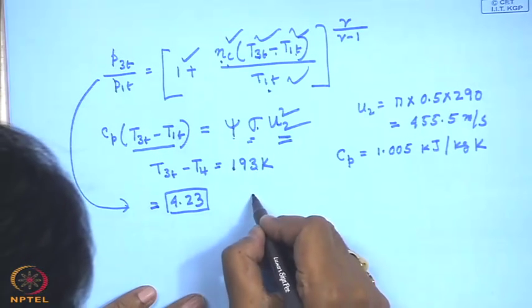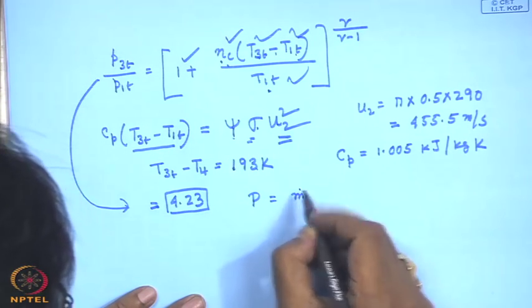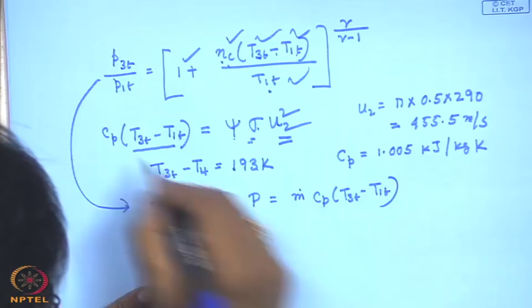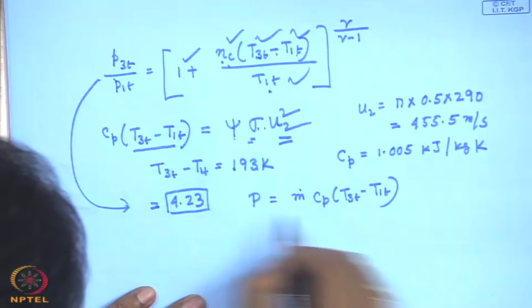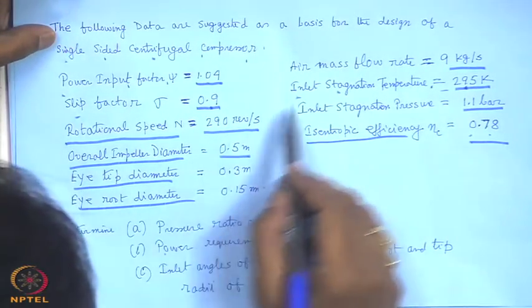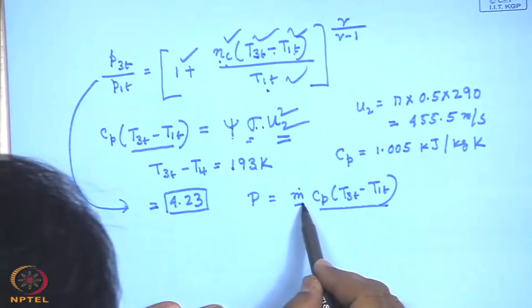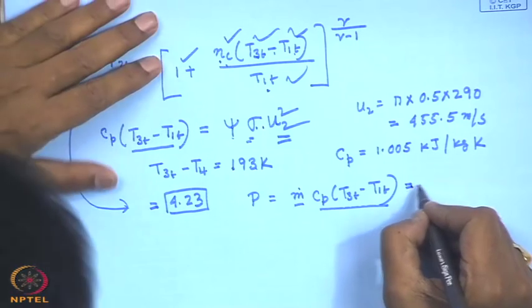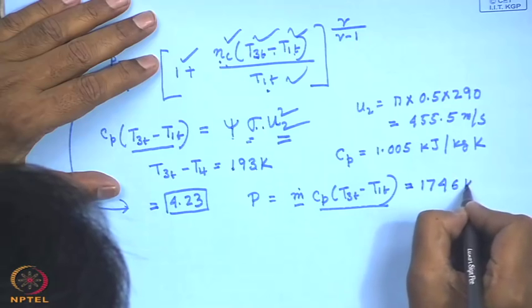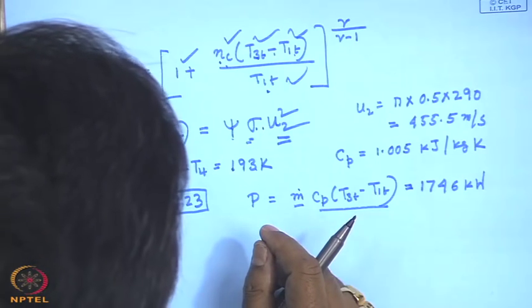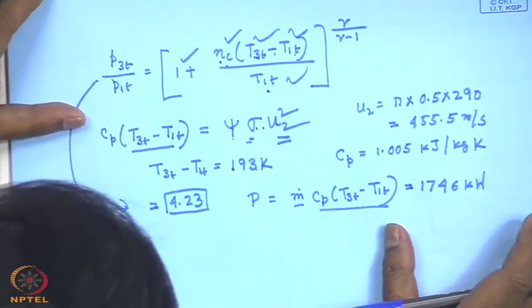Power requirement is mass flow rate into Cp into T3T minus T1T, which is the work done per unit mass; both are the same. The mass flow rate is given, otherwise power cannot be found out: air mass flow rate 9 kg per second. So work per unit mass into mass flow rate is the power. So, power requirement is now 1746 kilowatt. Alright.